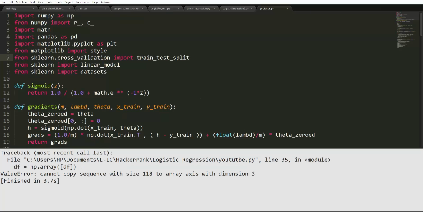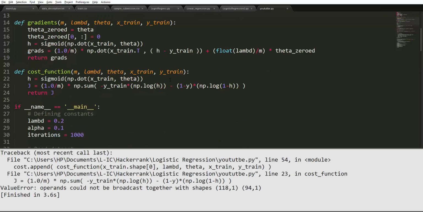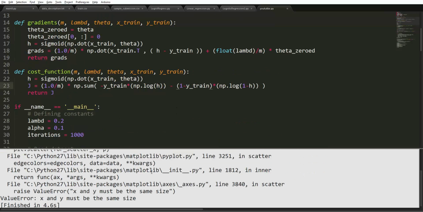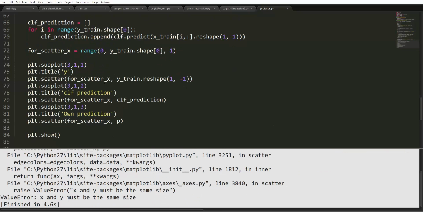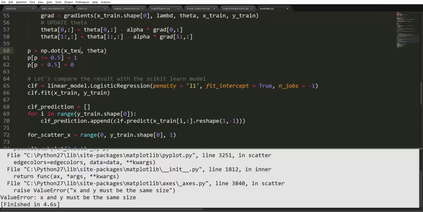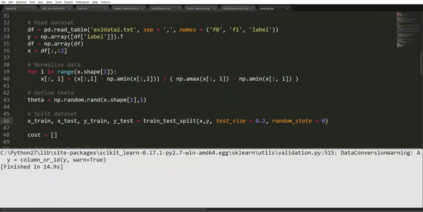So a few errors that we have to fix. The code is on GitHub and it's the working code, so there is no need to worry about these problems that I'm having right now. Just go to the GitHub and there you will have the corrected code.